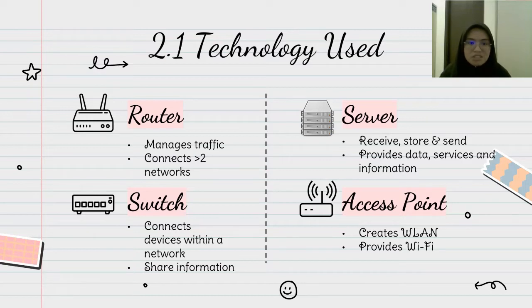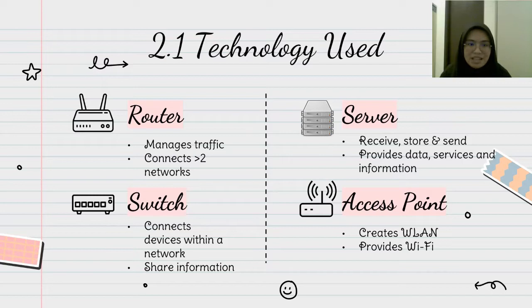A switch connects devices within a network. It is an Ethernet-based local area network device and is capable of sharing information between devices that are connected to the switch. The third one is server. It is used to accept and answer requests that are sent over a network, and the main purpose is to receive, store, and send data over a network, and it provides data, services, and information for other devices.